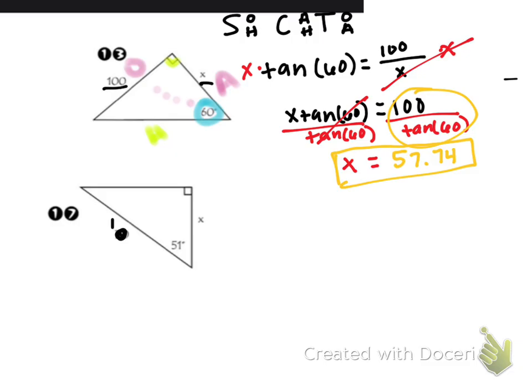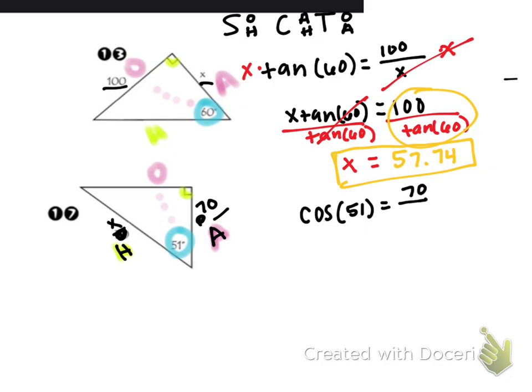All right, number 17, again, I'm sorry, I should have told you to switch them. Remember, we switched them, so X and 70. Okay. Now, circle your angle. This one would be H. This is O, this is A. So if I'm picking this one, we're going to pick the one with the A and H, because those are the two pieces of information. A and H is cosine, so cosine of 51 equals A goes at the top, so 70 divided by X to solve for this one.